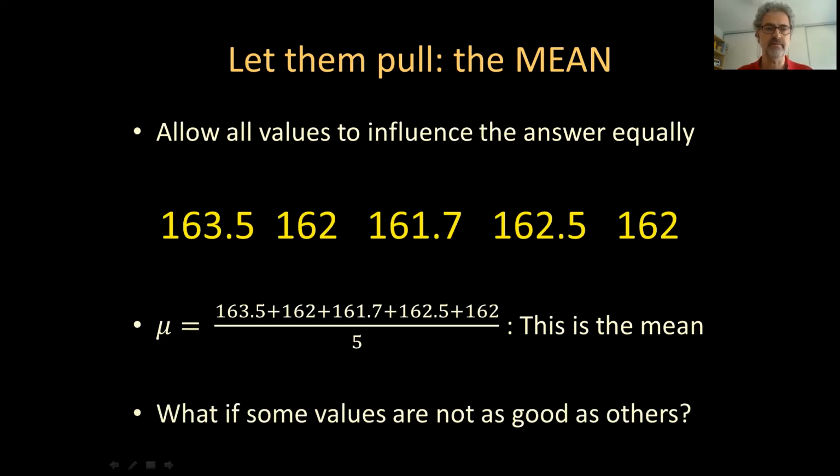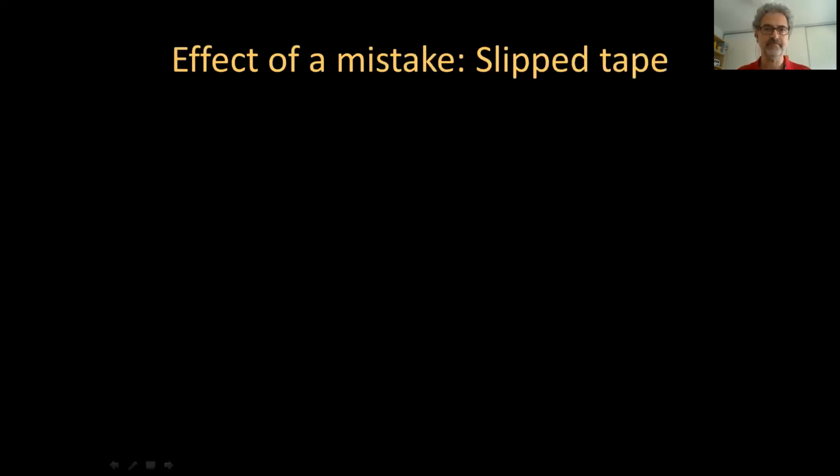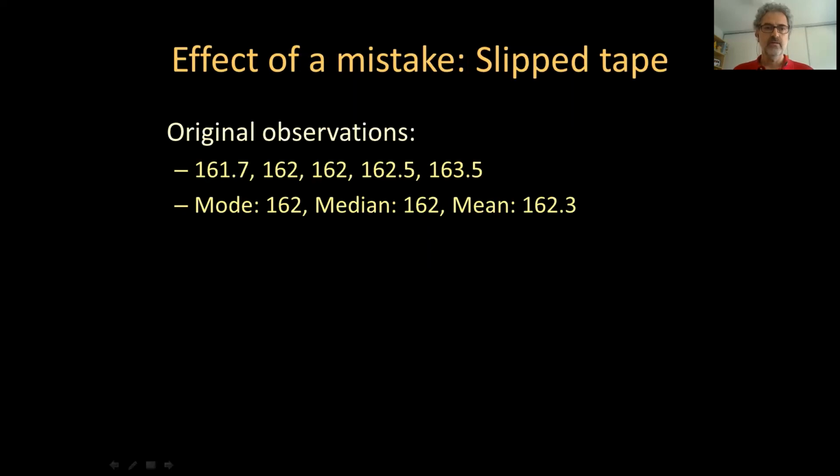You already know how to do this. The issue that arises with the mean is what happens if some values are not as good as other values. I'm going to give you an example of what I mean with that. So our original observations, these numbers, have produced the indices we have already discussed: the mode, the median, and the mean. And as you see, these 3 possible answers are very close to each other.